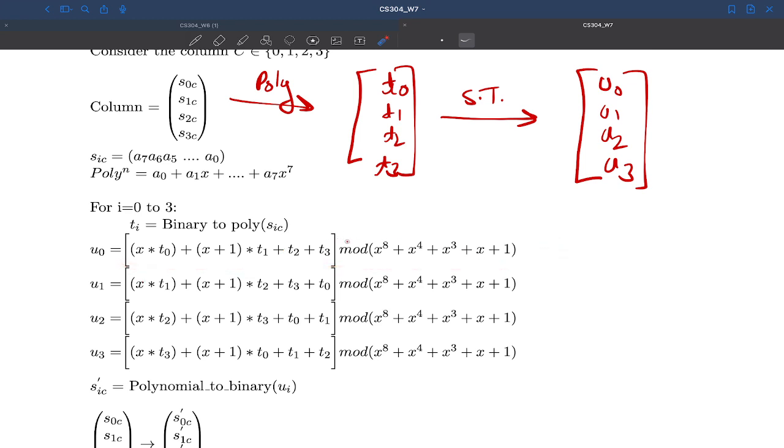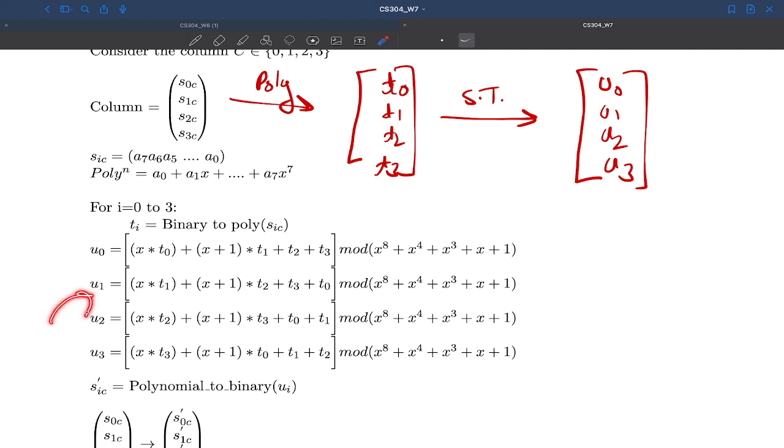And what will be the degree of the polynomial that I get from this operation? Since I am dividing whatever polynomial I get here by x^8 + x^4 + x^3 + x + 1, and we know that when we divide a polynomial by another polynomial, the remainder has degree less than the degree of the divisor. So the degree of Ui will be less than or equal to 7.